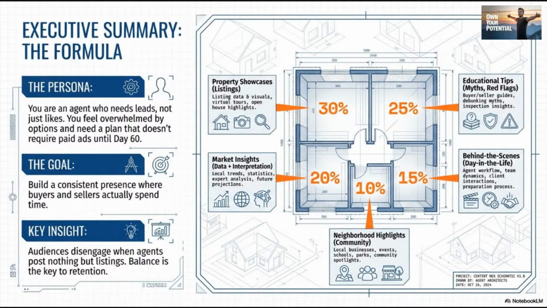It's funny. Make a blooper reel. Then 10% of the time, neighborhood highlights. Talk about what's going on in the neighborhood, different parks, different businesses, so on and so forth.